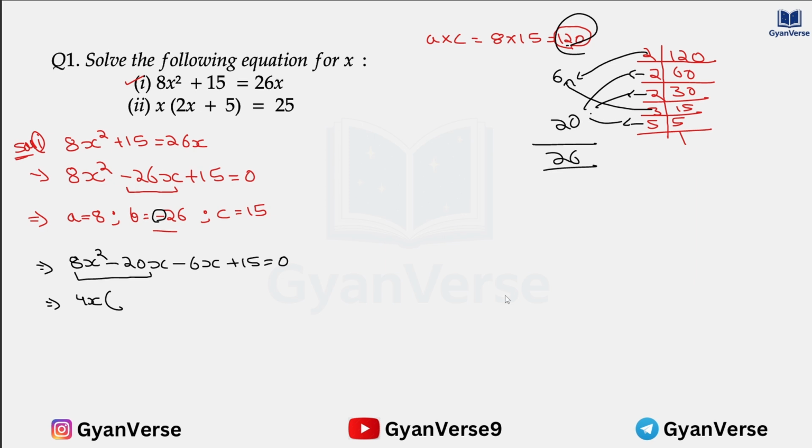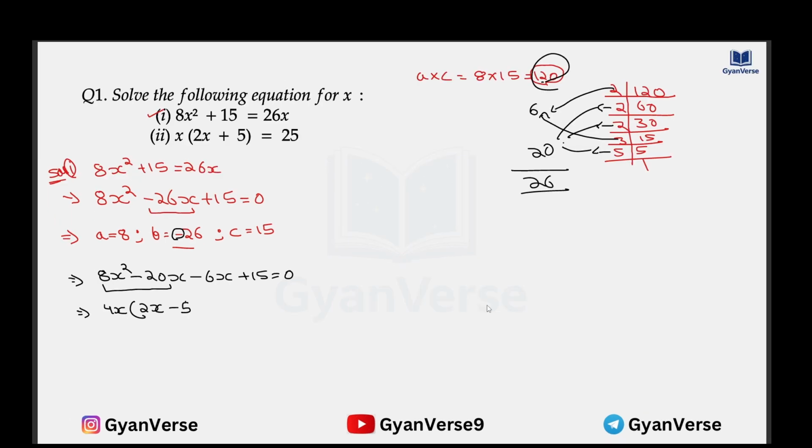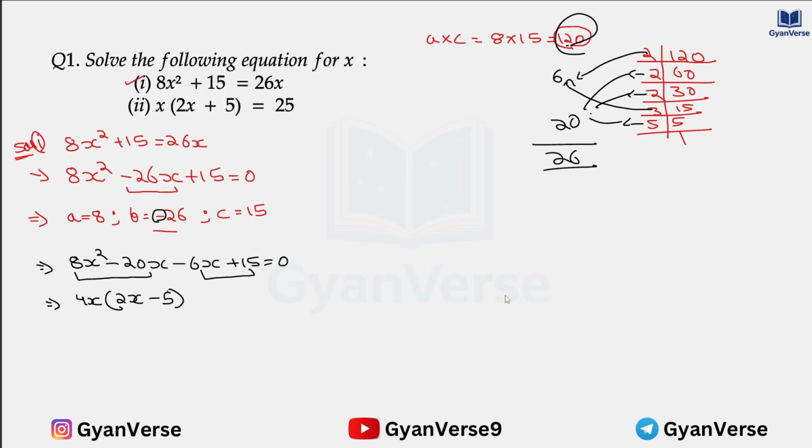So when I'm saying taking common, that means you have to divide both these terms with a common number, that is 4x. Okay, so when I divide this 8x square by 4x, it will become 2x, and when I divide this 20x by 4x, it will become 5. Now do the same for these two terms. I will take minus 3 as common, it will become 2x minus 5 equals to 0.